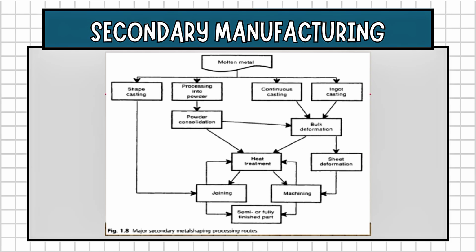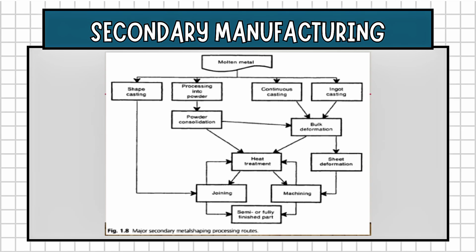Another route is processing into powder, which is used in powder metallurgy. The molten metal is atomized into fine particles. These metal powders then undergo powder consolidation, where they are compacted and sintered to form solid parts. This route is excellent for producing materials with controlled porosity, very fine microstructures, or parts that require minimal machining.